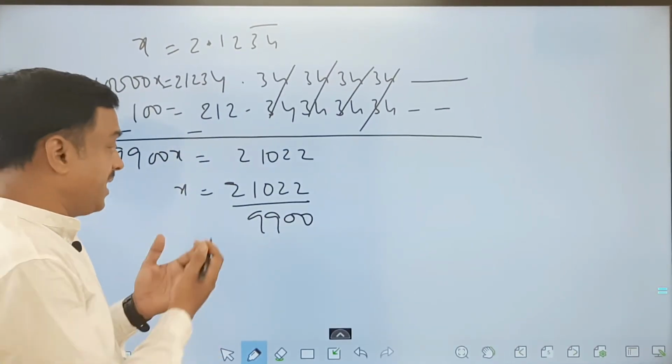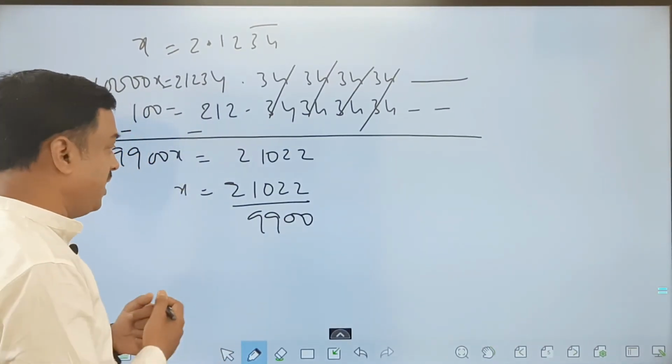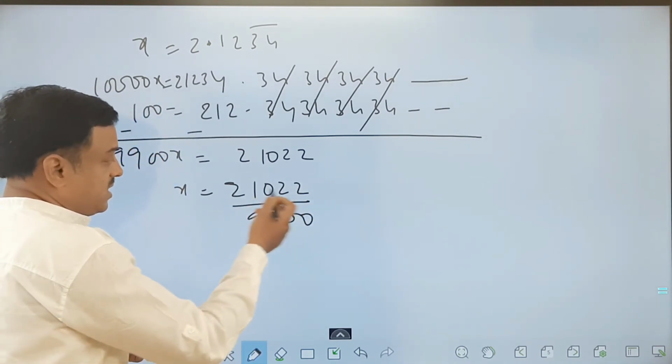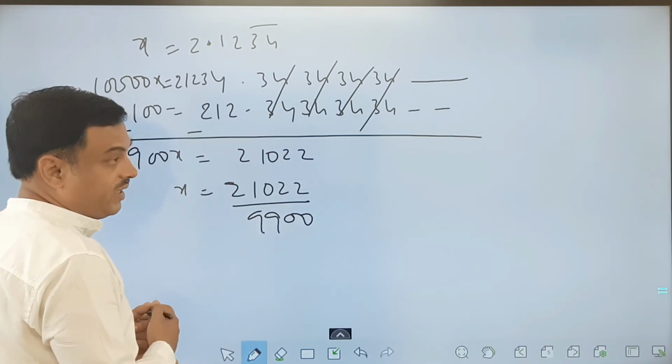Now check whether you can cancel these numbers by any value. Like this number is not a multiple of 9, the denominator it is. This is not a multiple of 11, denominator is 11 multiple.